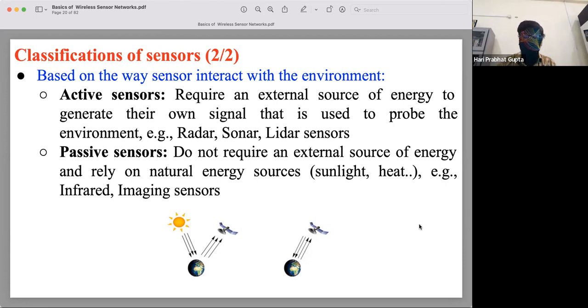So these are the classifications of the sensors, based on their application, their technology, their working principle and other things. Any questions?